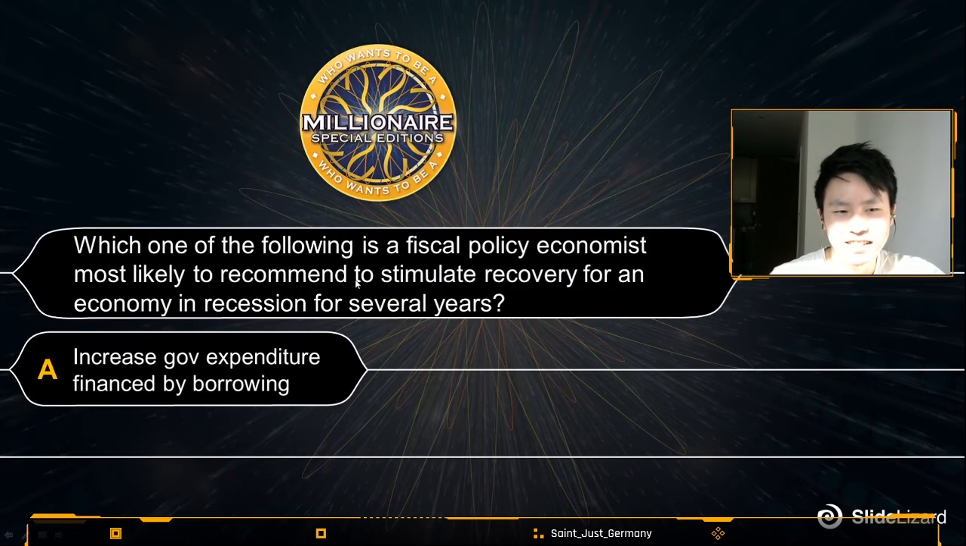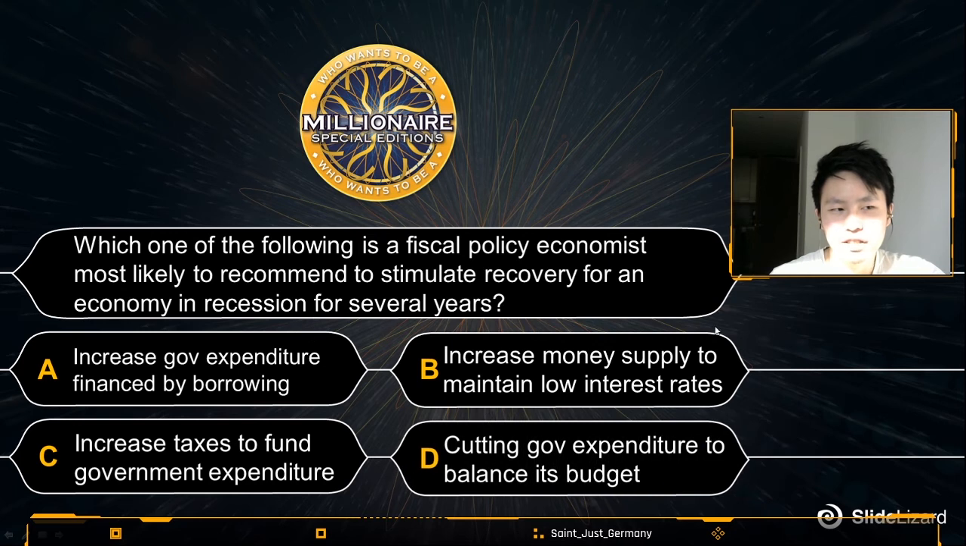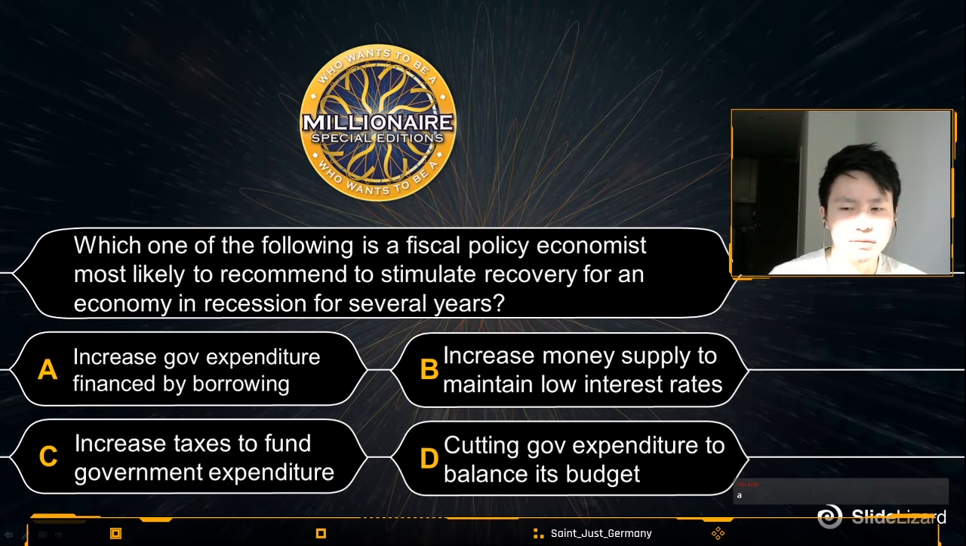$500,000. Which one of the following is a fiscal policy economist most likely to recommend to stimulate recovery for an economy in recession for several years? A. Increase government expenditure financed by borrowing. B. Increase money supply to maintain low interest rates. C. Increase taxes to fund government expenditure. Or D. Cutting government expenditure to balance its budget.